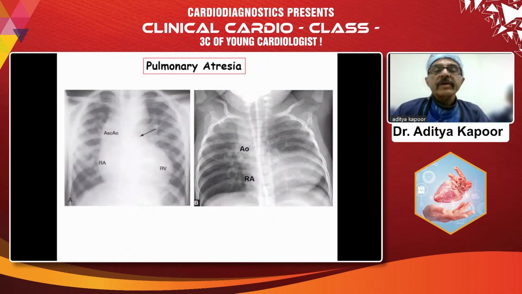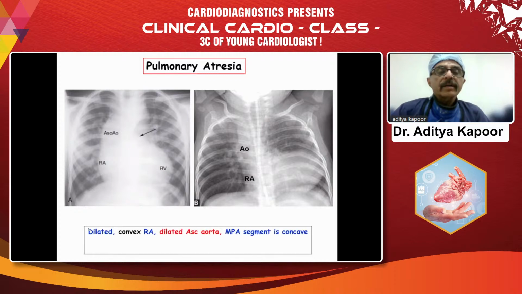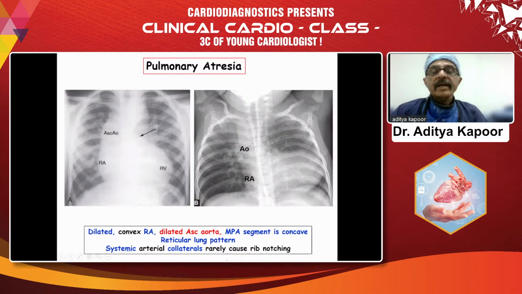The X-ray of pulmonary atresia is again pathognomonic: dilated convex RA and dilated ascending aorta. The main pulmonary artery segment will be very, very concave because it is pulmonary atresia. You will find a lacy reticular lung pattern due to the collaterals, and rarely the collaterals may cause rib notching. So in pulmonary atresia the X-ray will be classical.